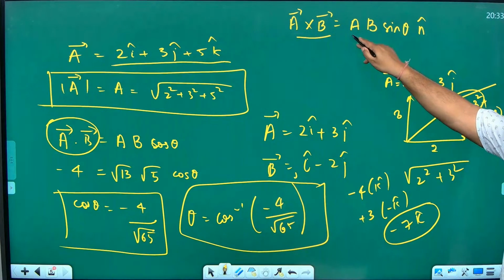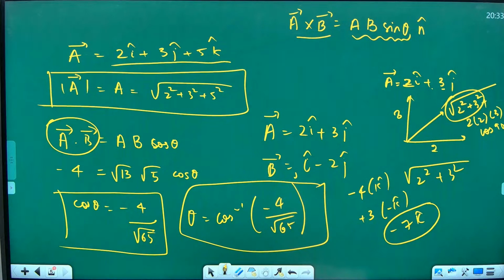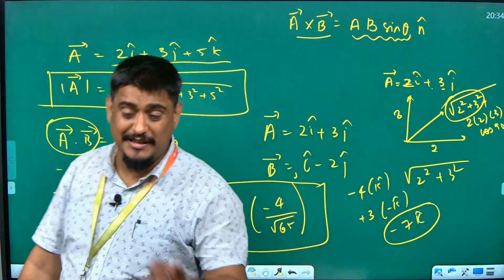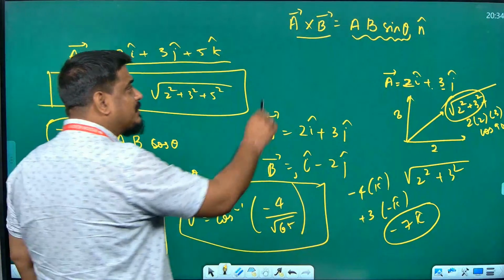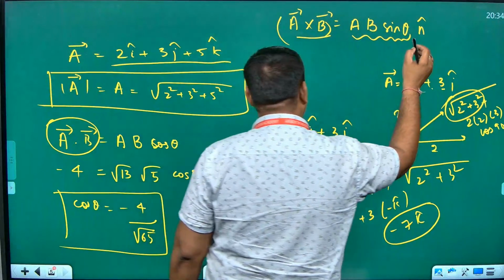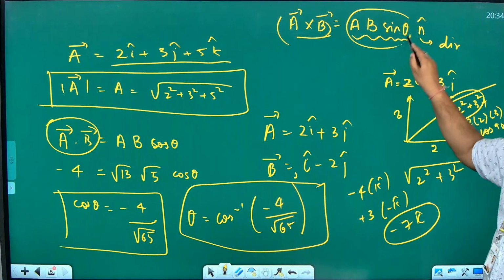And this AB sine theta, what is that? Listen, something again important, I have not told you up to now, please pay attention. A cross B is AB sine theta n cap. What is n cap? n cap is direction, isn't it? So what will be AB sine theta? Magnitude.